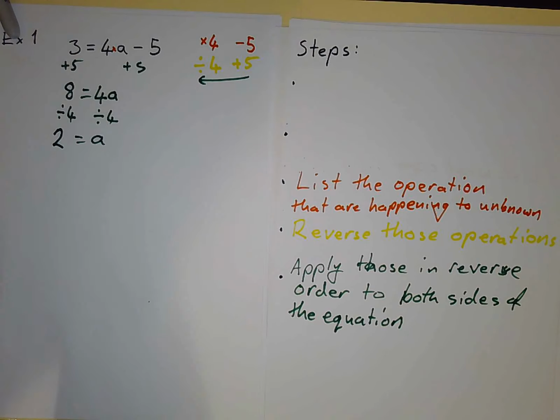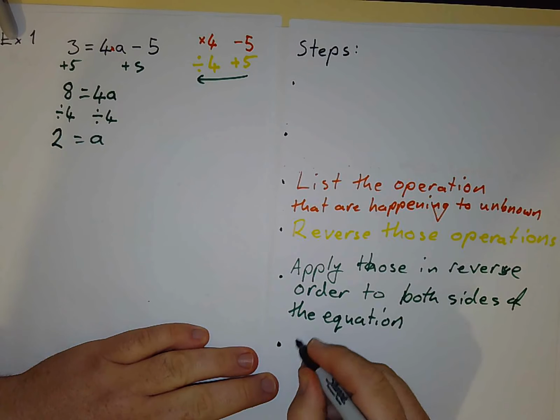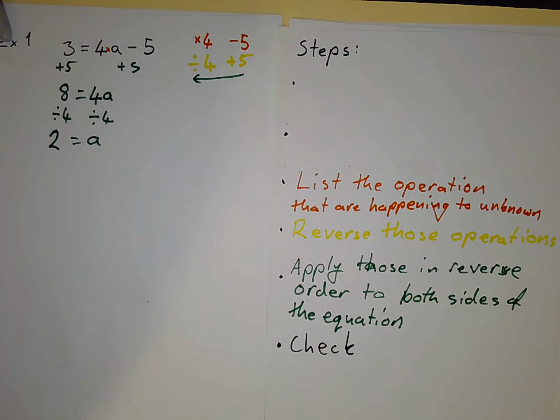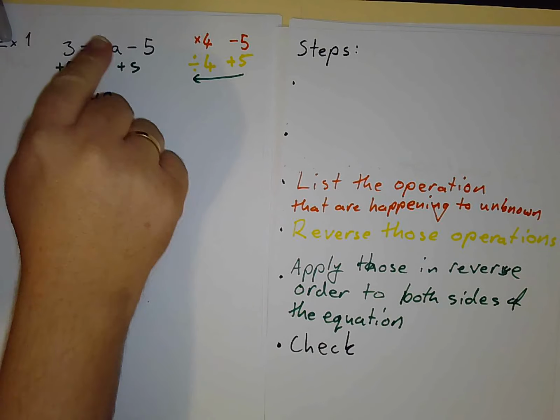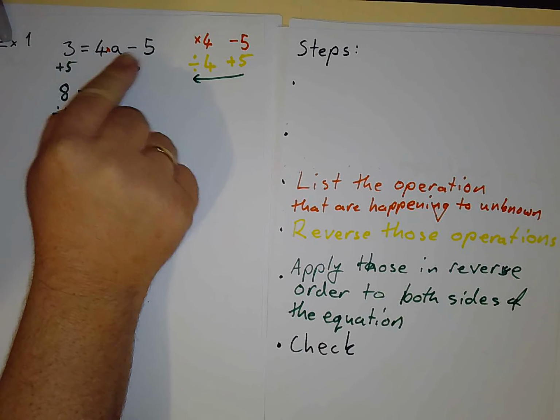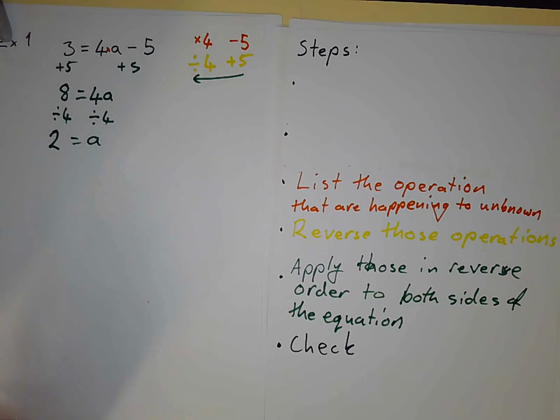Now, the final step of any of these is to do a check. So if I go back to my original equation and I say that a was 2, then I'd have 4 times 2, that would be 8, minus 5, 8 minus 5 would be 3. So that works for this one. So that's my first example. And we'll pause this and do another video for the next example.